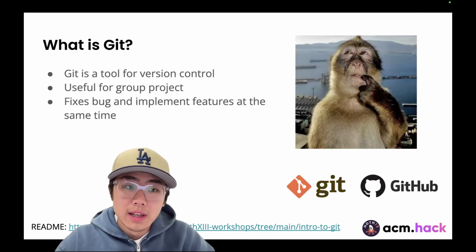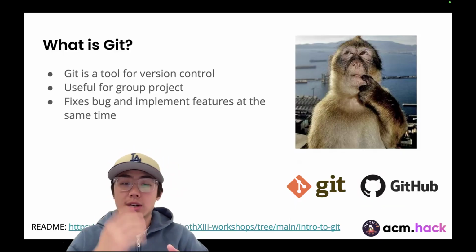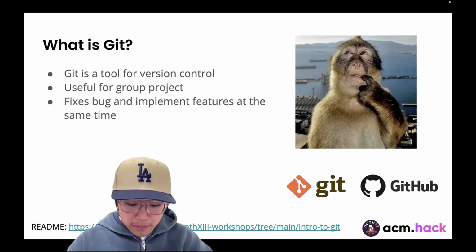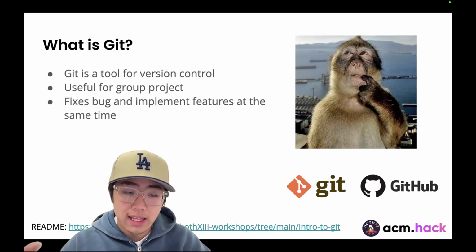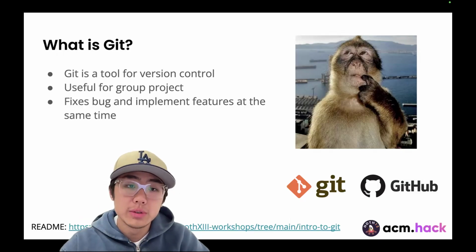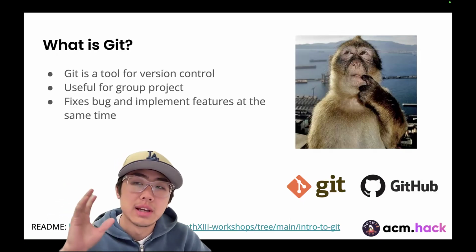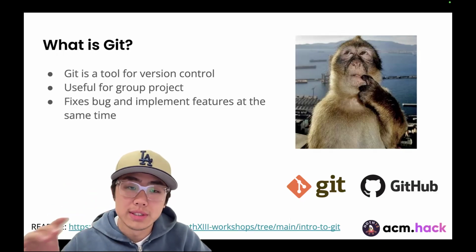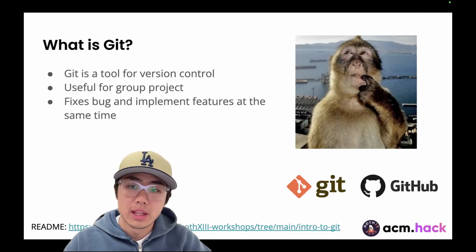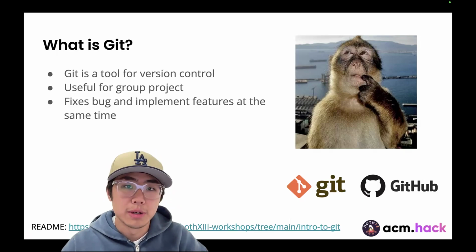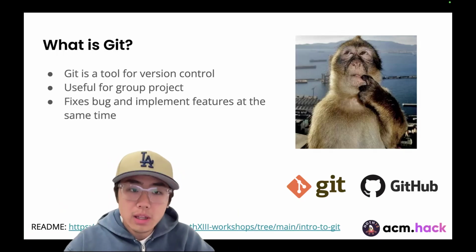So what is Git? Git is a tool for version control, which is another word for saving your projects, right? So Git basically takes a snapshot of your code so far and it saves it. It's really useful for group projects, or big projects, because you can see why you save these changes. Say I have a project that I said I added a button and fixed this bug, and you can see exactly when you added the button and when you fixed the bug, right?